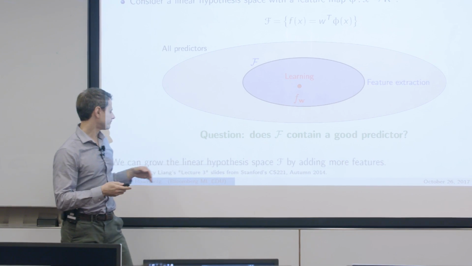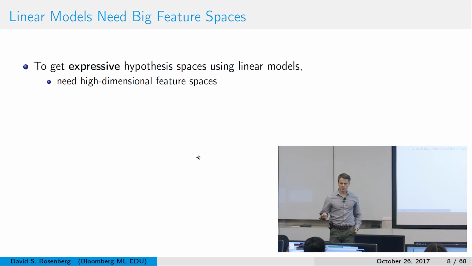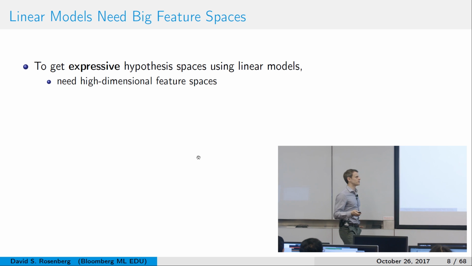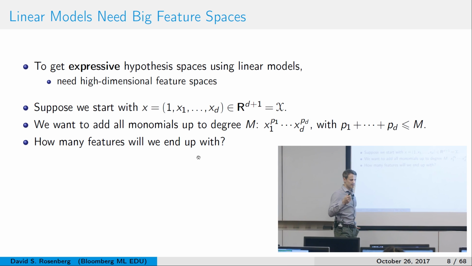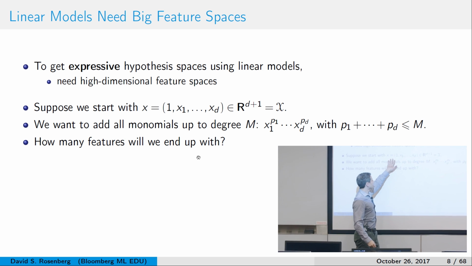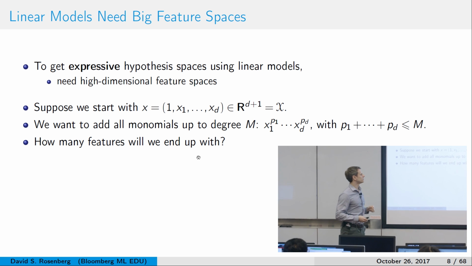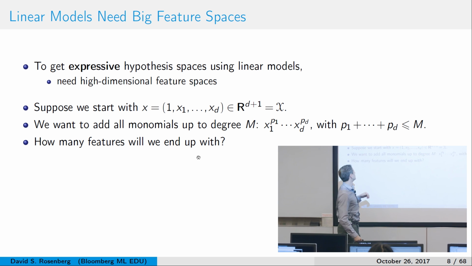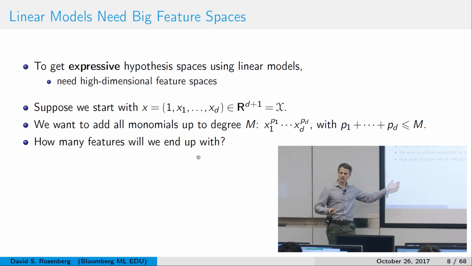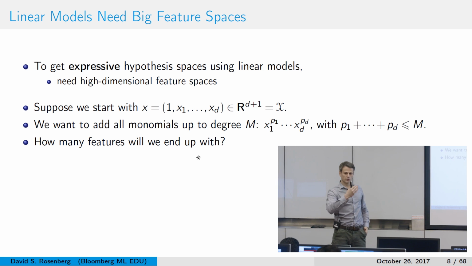OK. Great. So to get the expressive hypothesis spaces we want to make complicated prediction functions, we're going to need very high dimensional feature spaces. So let's do a little experiment. Suppose we're going to start with a d-dimensional feature vector, plus we'll throw in a bias term. So we have a d plus 1 dimensional vector. And we want to start adding in interaction terms, just like we had a quadratic term for the circular region we wanted to separate.